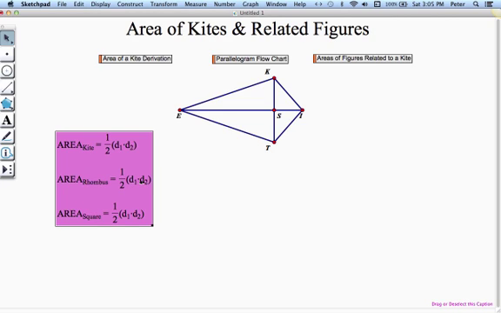Or just 1/2 the product of the diagonals. It all depends on the information you're given.